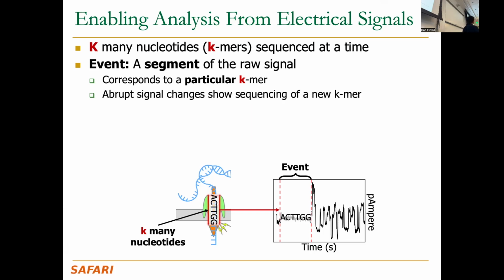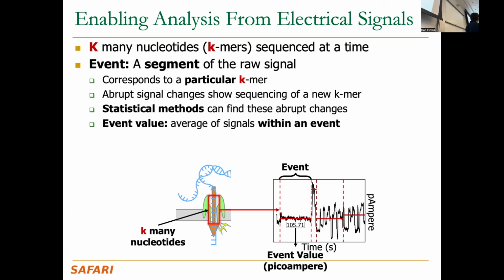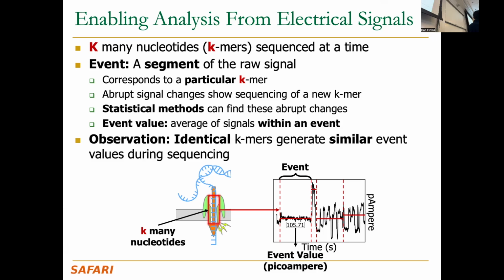And then whenever a new base is coming into this nanopore and another one is coming out, there's usually an abrupt single change in the signal that is reported. And usually statistical methods are used to identify these abrupt changes. Based on these markings, or the abrupt changes that we find using statistical methods, we calculate the average signal value over there, which is referred to as the event value. That corresponds to the signal value that we would have when sequencing a particular k-mer.